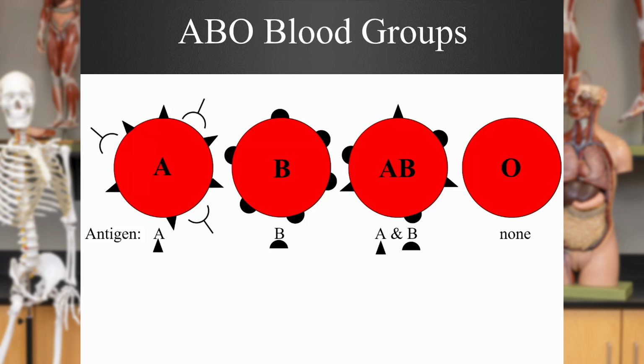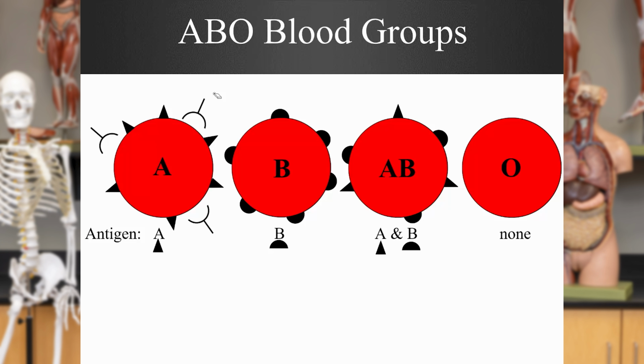Instead, you have the B antibodies. So these are the B antibodies. Those antibodies will be found in the A blood because the B antibodies will not recognize the A blood cells. So when it's in your body, that means your antibodies will not attack your own blood cells.